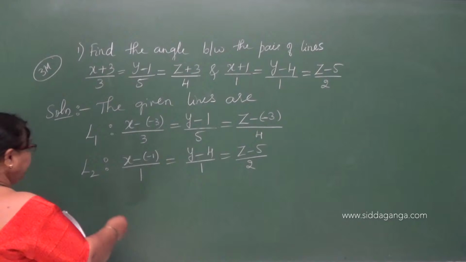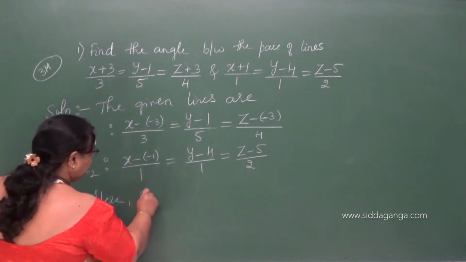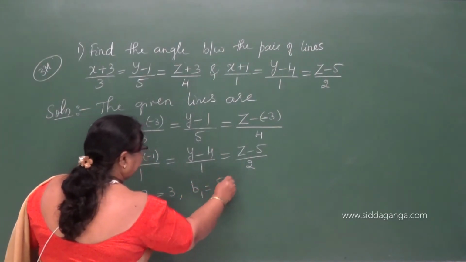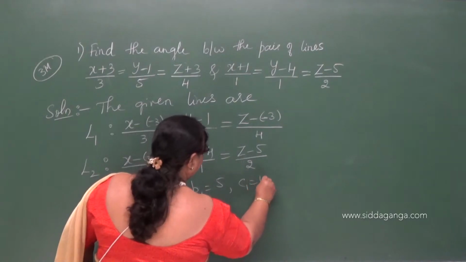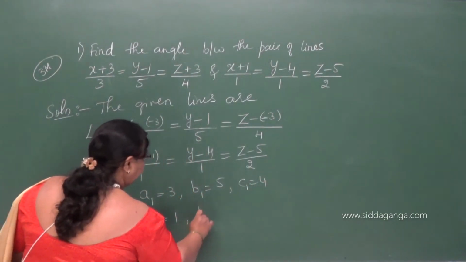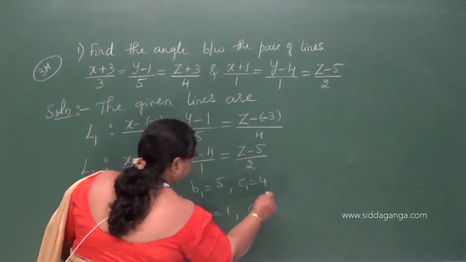So therefore here a1 equal to 3, b1 equal to 5 and c1 equal to 4. Next, in the second line, a2 equal to 1, b2 equal to 1, c2 equal to 2.